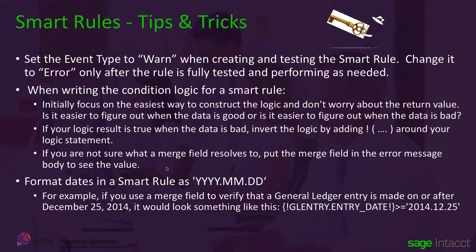And then format dates in the smart rules as year, month, day, right? So it gives you an example there. Instead of doing 12/25/2014, do 2014.12.25. That's the way that Sage Intacct wants to see those dates. Okay.